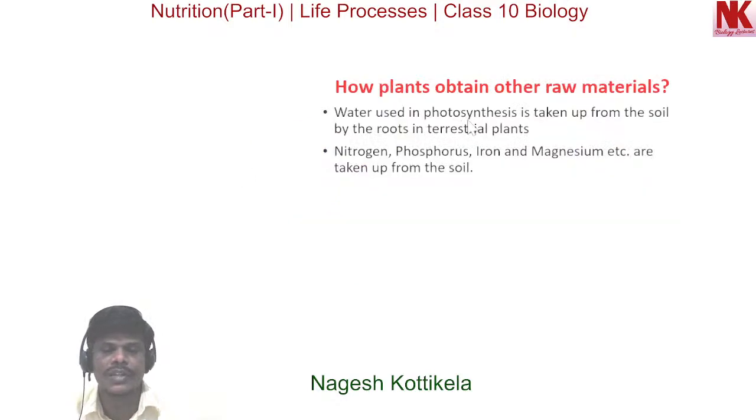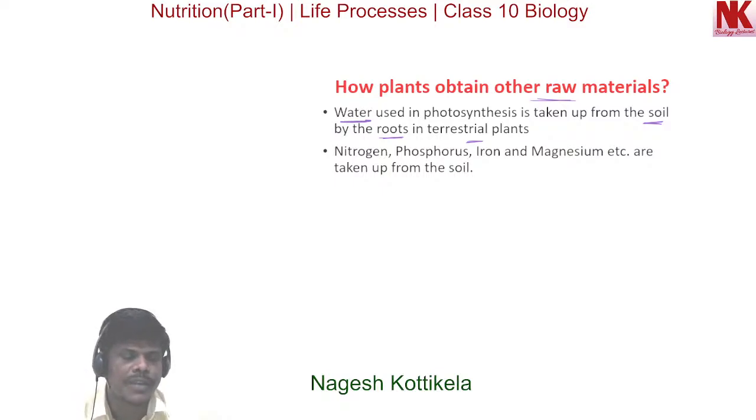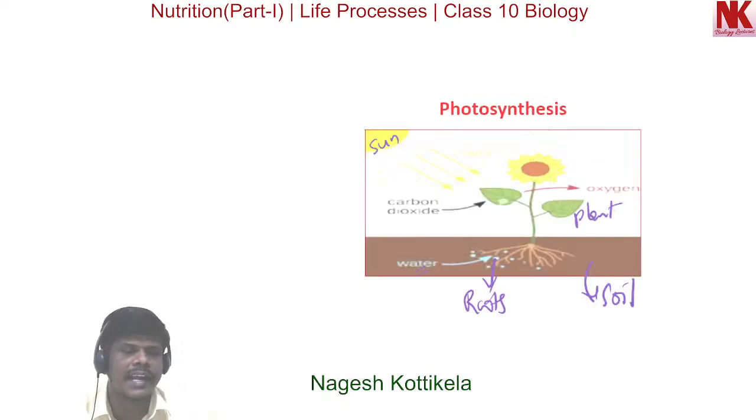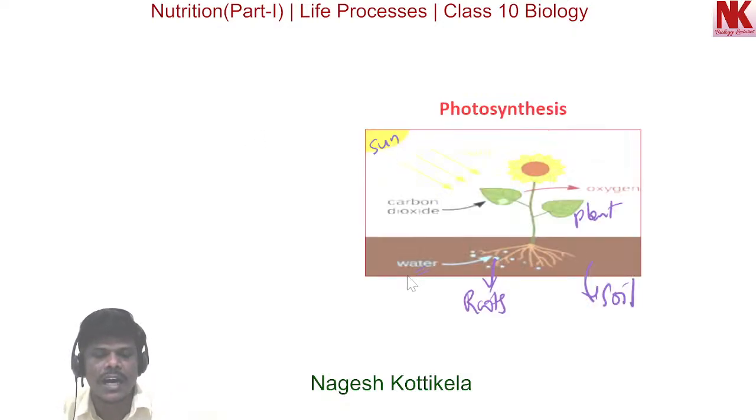Now moving to the continuation, how plants obtain the other raw materials. What are the other raw materials? First of all, water is one more raw material. Water used in photosynthesis is taken up from the soil by the roots in terrestrial plants. I have already shown you one picture; you will understand better here. The roots are absorbing water from the soil. Water is another raw material.